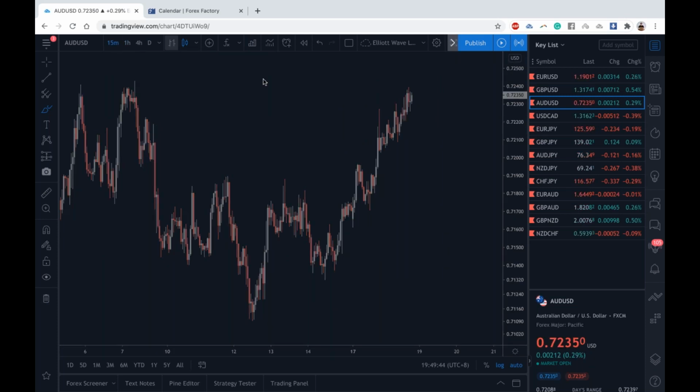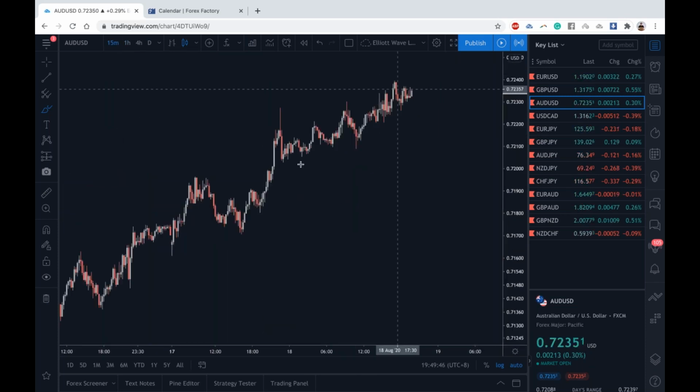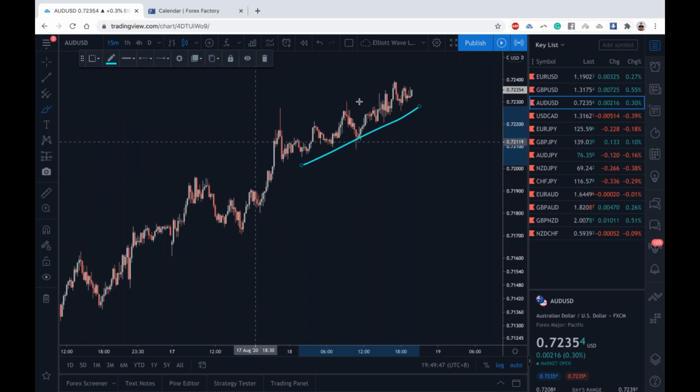Okay, even like 15 minutes. Okay, so take a look at this one here. This move to the upside is again very corrective in nature. It's a crawl, a lot of ding dong, right?